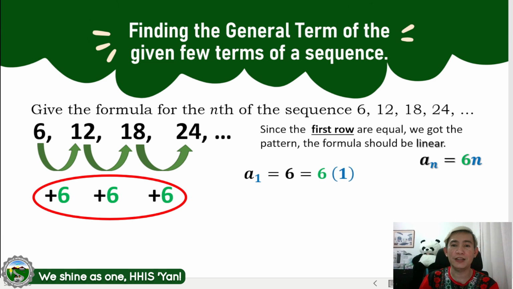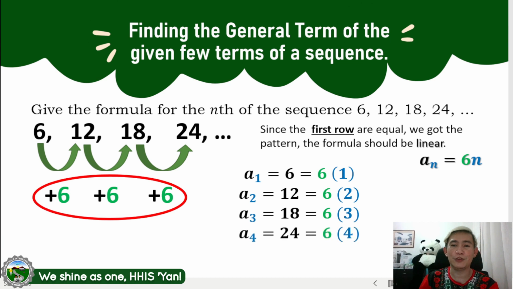So a sub 1 is equal to 6. A sub 2 is equal to 12. A sub 3 is equal to 18. And a sub 4 is equal to 24. Does it fit the given value by substitution? So let's check. So 6 times 1. So we have to substitute 1 to n. Therefore, 6 times 1 is 6, which is our first term.